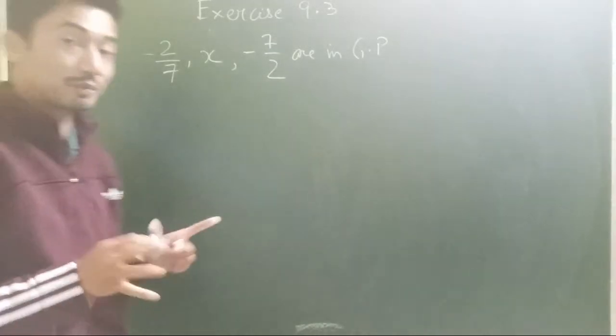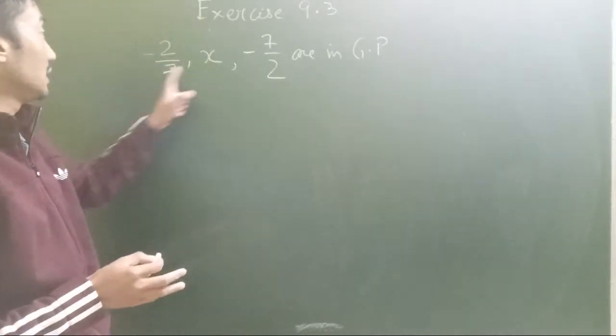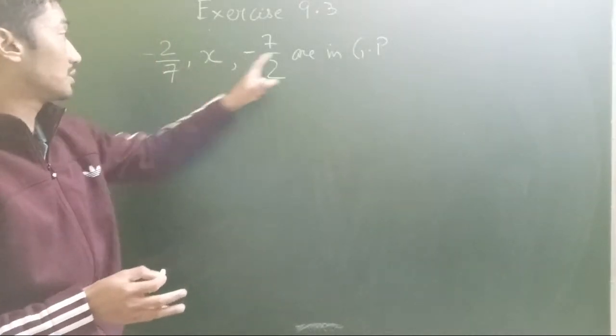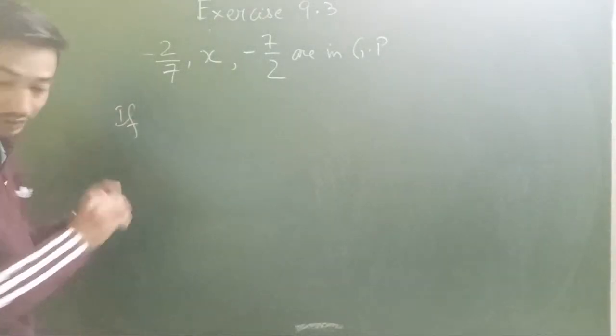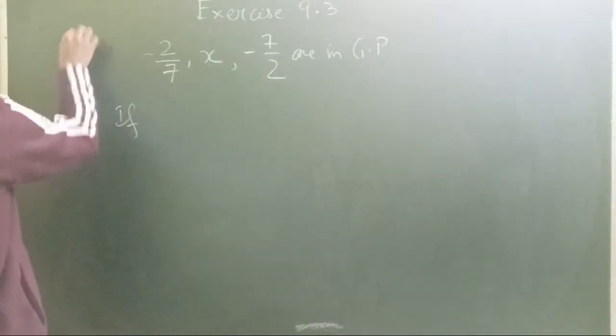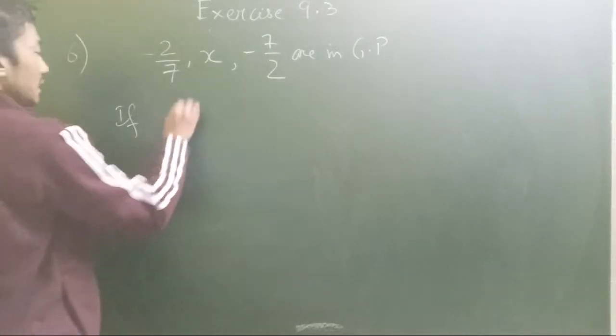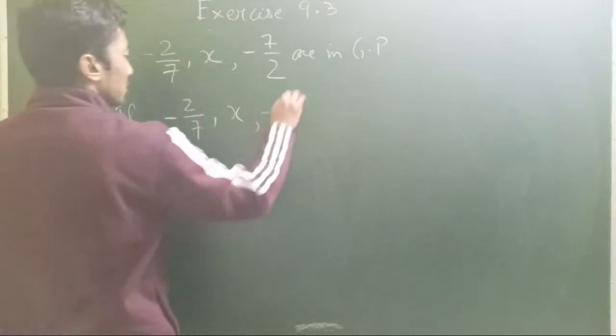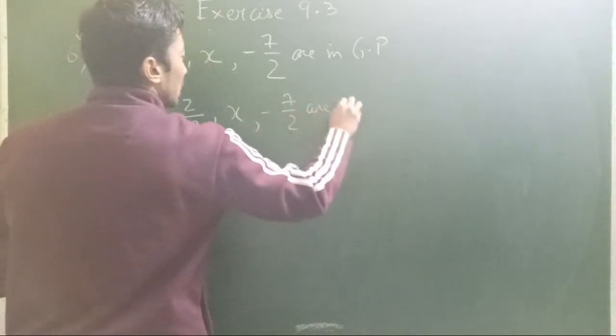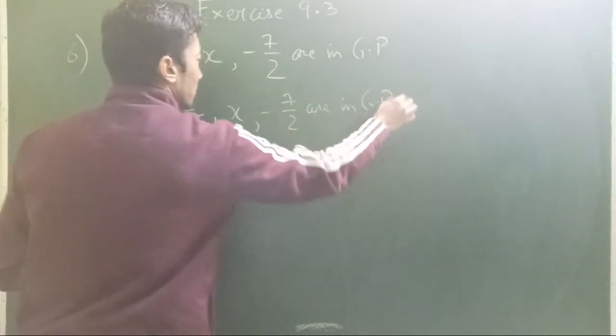But still, we know what a geometric progression is. So it's given that these 3 terms are in geometric progression, so we can just begin like this. This was question number 6, for those who are wondering. So if minus 2 by 7, x, minus 7 by 2 are in geometric progression, then what should happen?